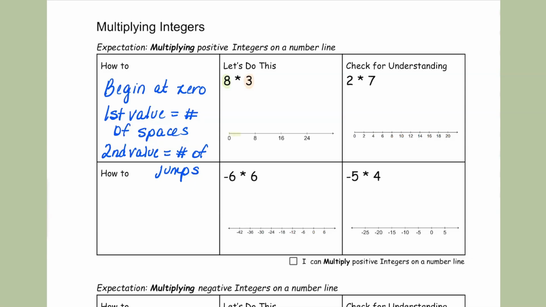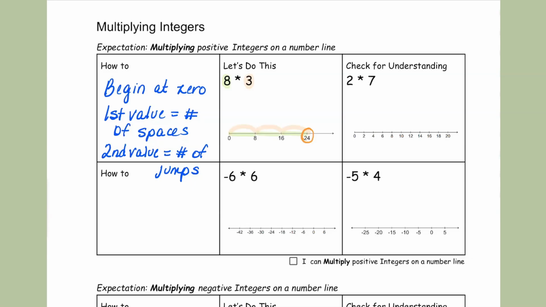So if you look at the number line, my scale on the number line is 8, and I'm going from 0 to 8. That would count as one jump. 8 to 16 counts as a second jump, and 16 to 24 would count as my third jump. So in order for me to jump 8 spaces 3 times, I would land at a positive 24.